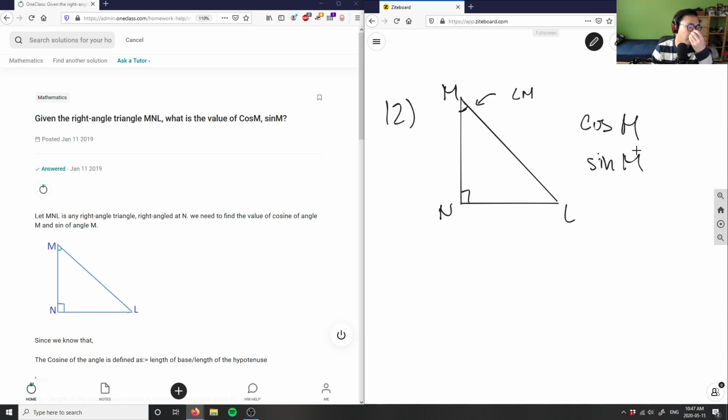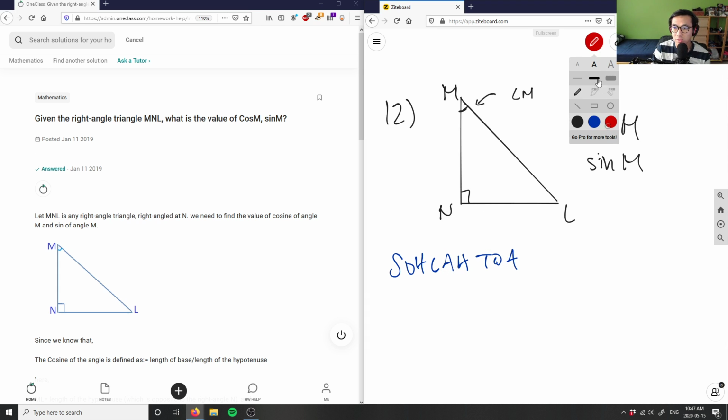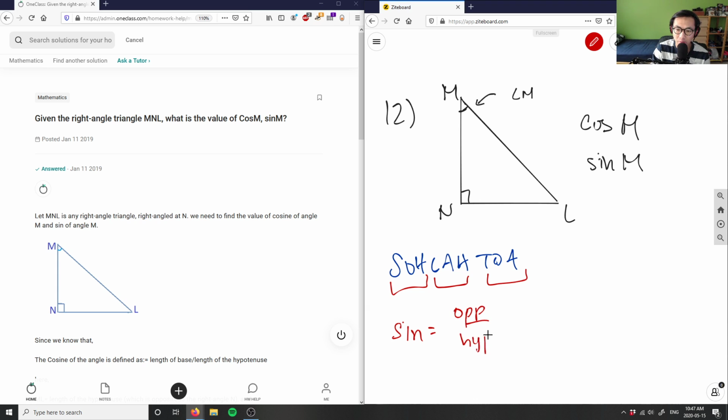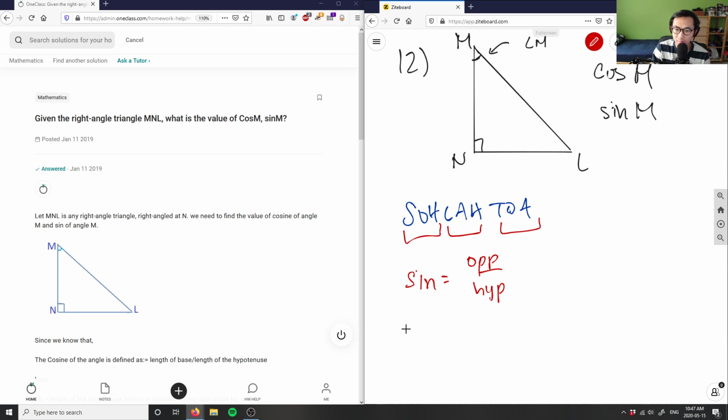So an easy way for us to figure out what these values are is I'm going to use this mnemonic called SOH CAH TOA. I'll explain this. You read this in threes. So this here is sine, this here is cosine, this here is tangent. Sine equals opposite over hypotenuse. Cosine is adjacent over hypotenuse, and tangent is opposite over adjacent.